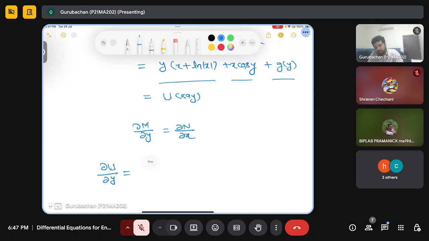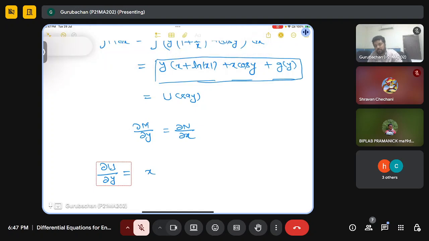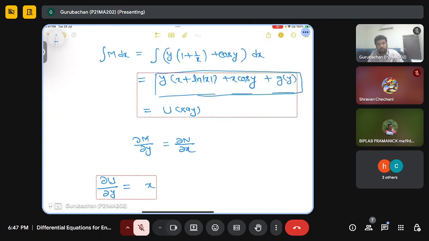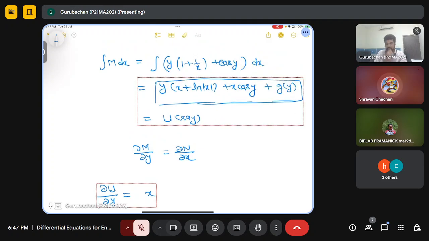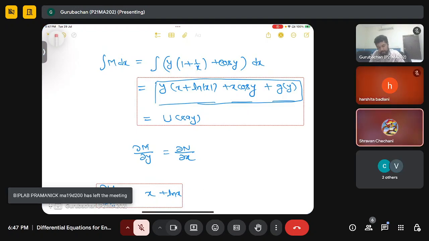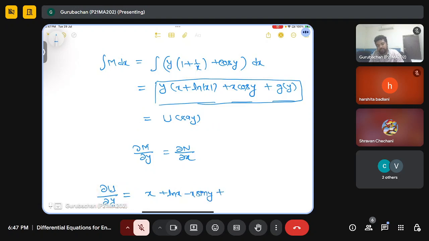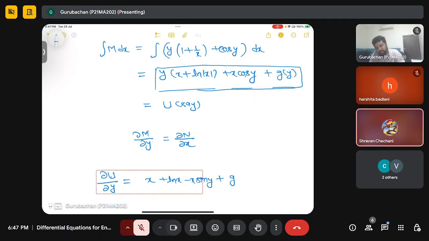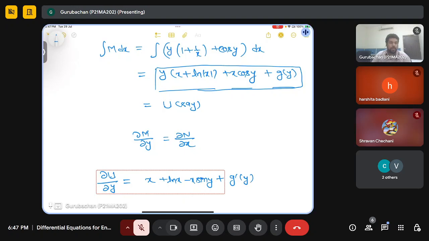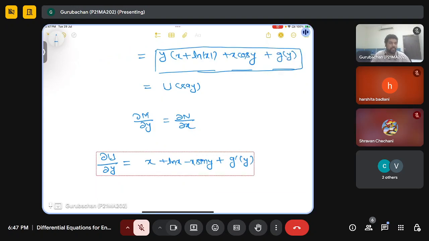So this is your u. Shavan, tell me, are you there? Yes, sir. It will be x plus ln x, plus x sin y. Think about it. Sir, minus x sin y. Good. Minus x sin y, plus g dash of y. Okay. So you got this one, ∂u/∂y.